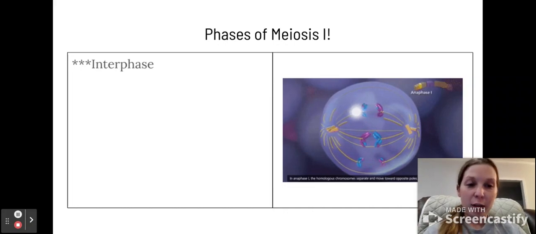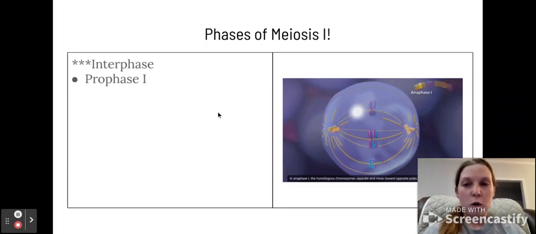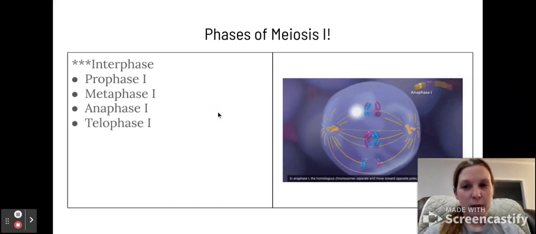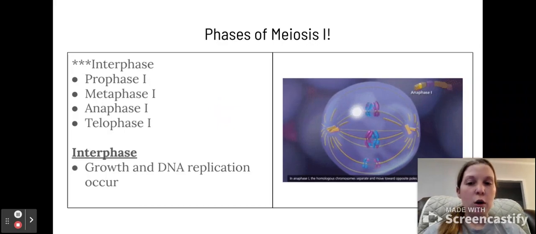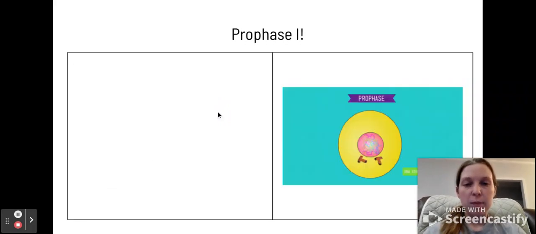So we do still have interphase here. We have a prophase 1, a metaphase 1, an anaphase 1, and a telophase 1. And in the interphase here, this is where the growth and DNA replication occurs. So it is the exact same as what happens in mitosis.